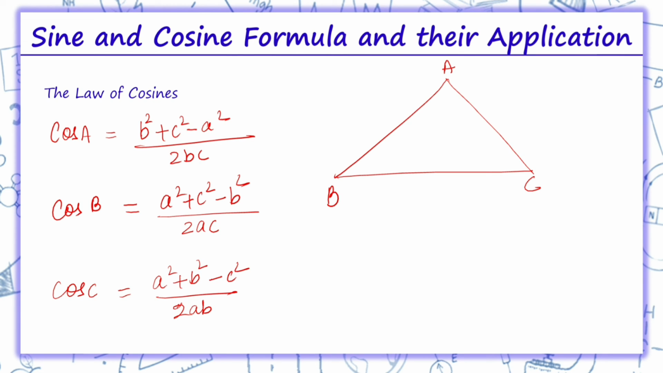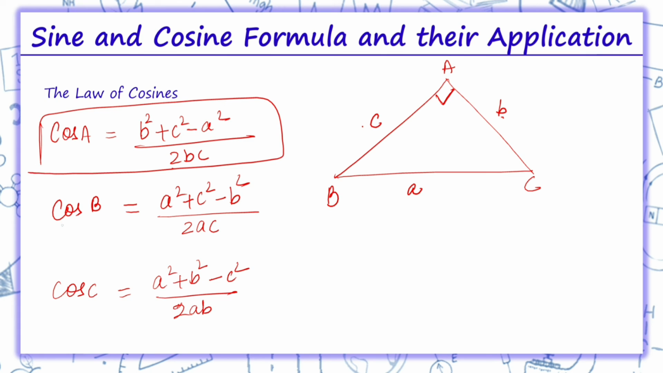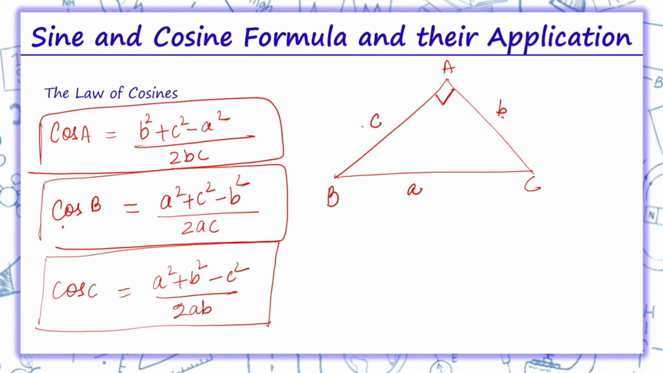Like over here, the three sides of a triangle are A, B, C. This side is given as A, B and C. When we have to find cos A, it is written as B square plus C square minus A square upon 2BC. Similarly, for cos B, the formula becomes A square plus C square minus B square by 2AC. And when we are talking about cos C, the formula becomes A square plus B square minus C square upon 2AB.